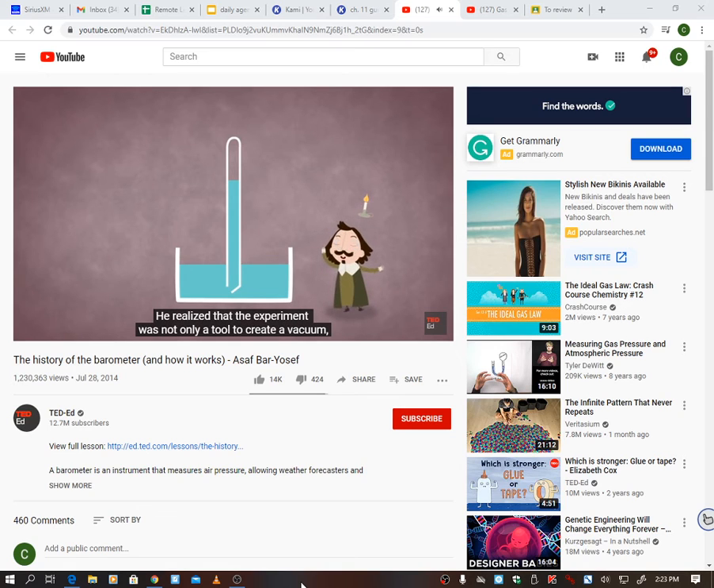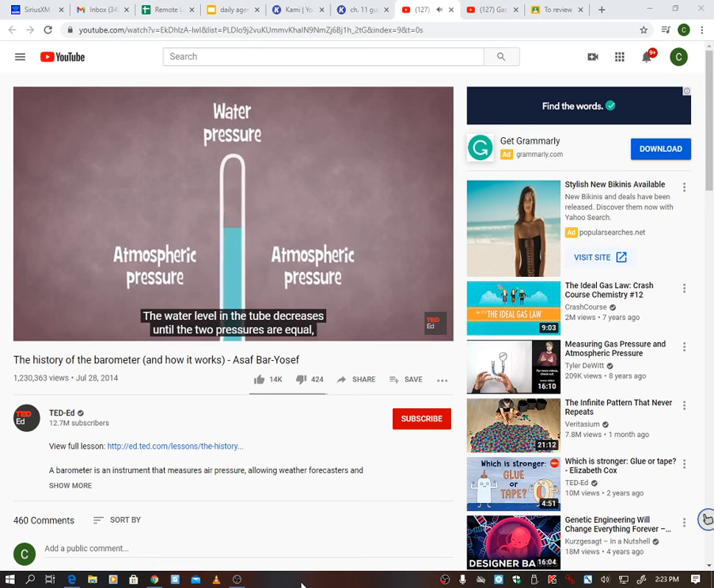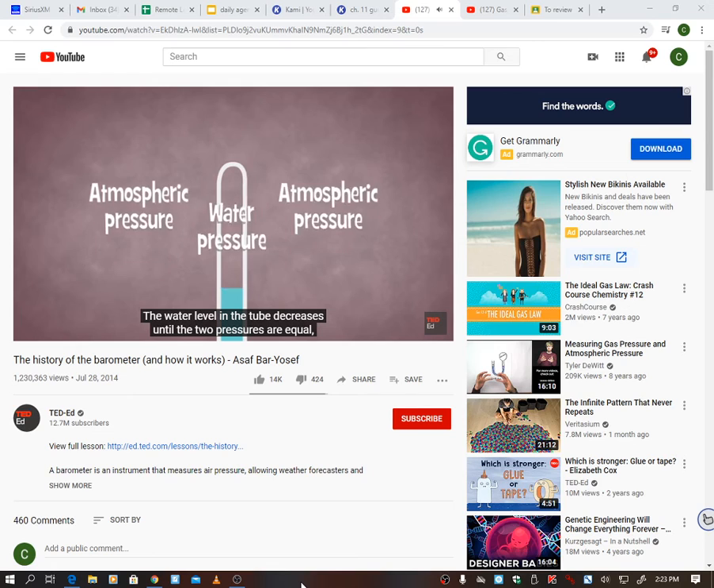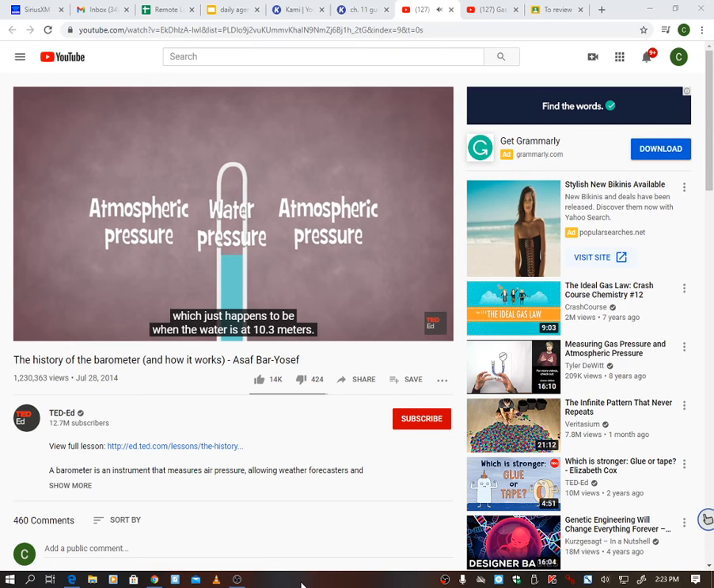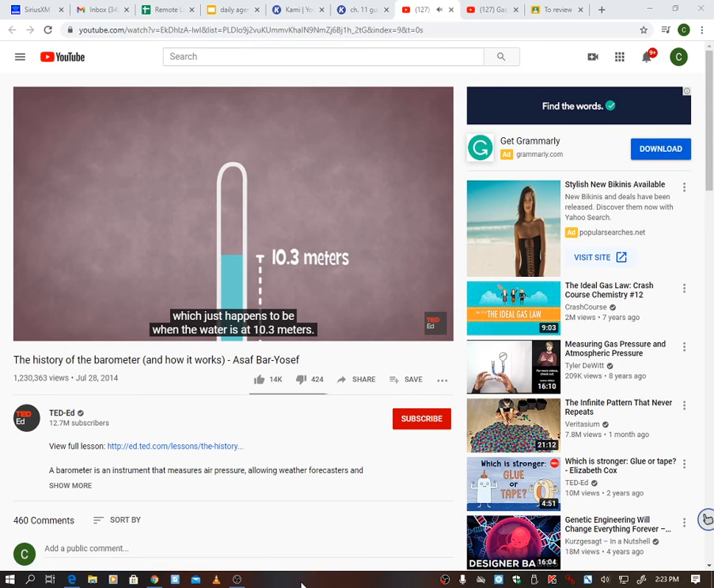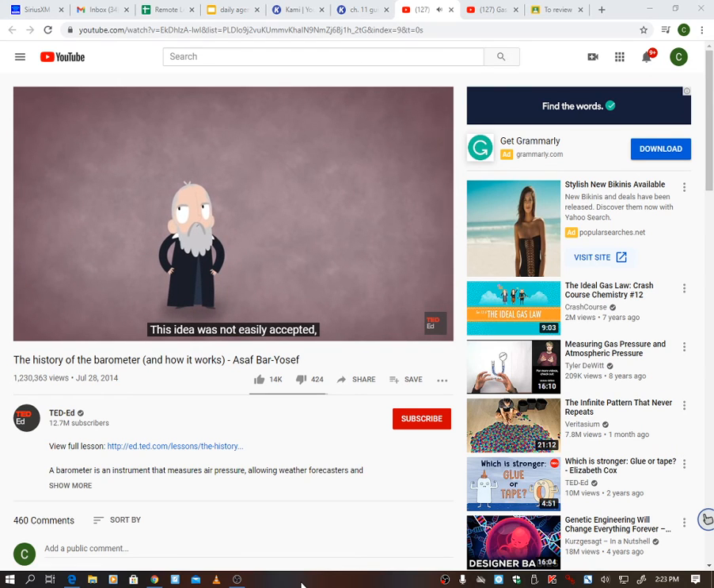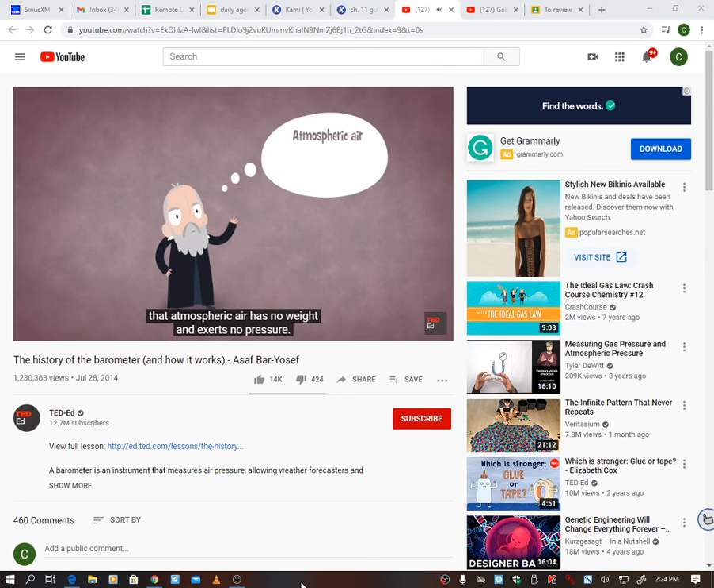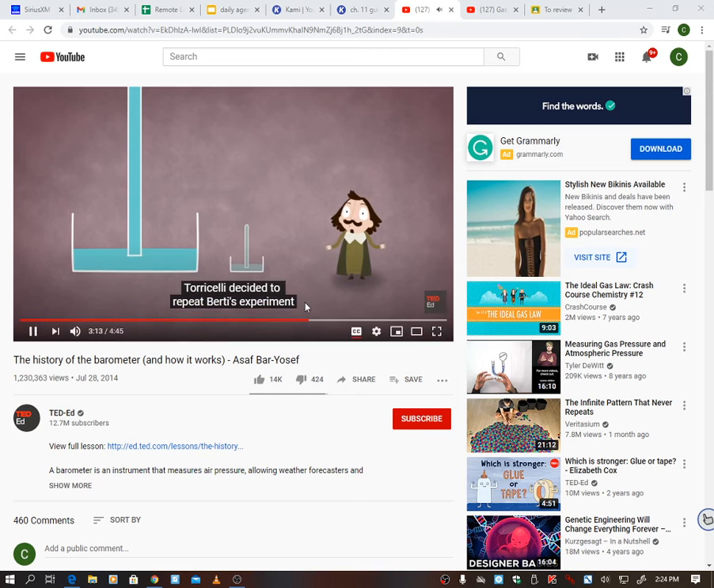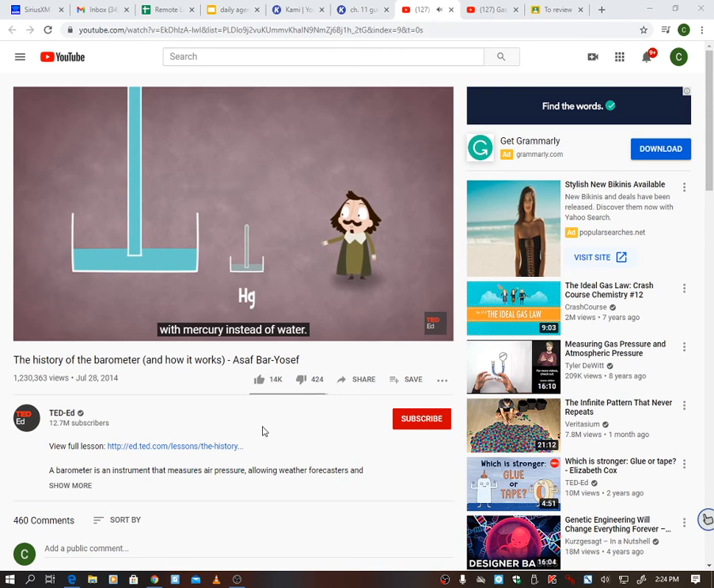He realized that the experiment was not only a tool to create a vacuum, but operated as a balance between the atmospheric pressure on the water outside the tube and the pressure from the water column inside the tube. The water level in the tube decreases until the two pressures are equal, which just happens to be when the water is at 10.3 meters. This idea was not easily accepted, as Galileo and others had traditionally thought that atmospheric air has no weight and exerts no pressure. Torricelli decided to repeat Berti's experiment with mercury instead of water.